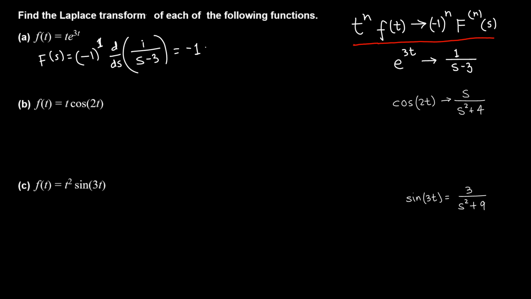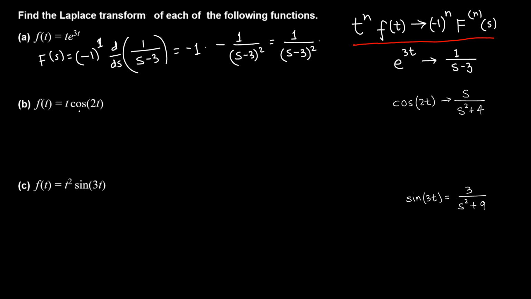Now the derivative of 1 over s minus 3 is like 1 over u, that's -1 over u squared, so -1 over s minus 3 squared. Negative times negative is positive, so this is 1 over s minus 3 squared. The particular Laplace transform table might have a direct formula for t times e raised to 3t.